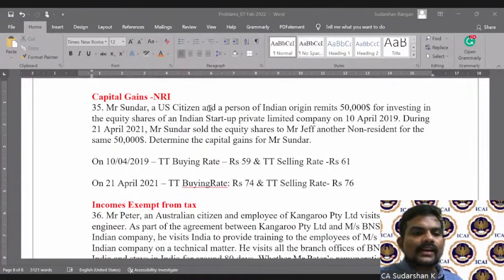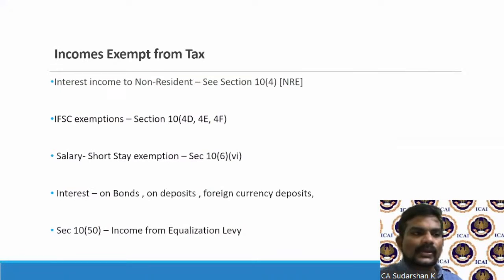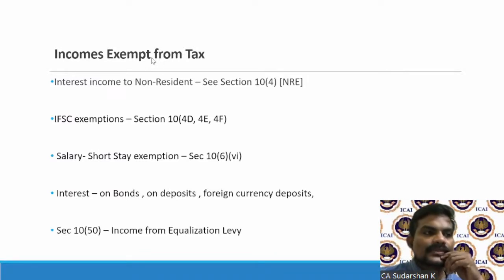Now, lastly, having looked at Chapter 12 and Chapter 12A, the final piece in non-resident taxation is: are there any incomes exempt from tax under Section 10? Do we have any incomes that are exempt from tax? Yes. Section 10 specifically gives non-residents the benefit of not paying taxes. This is totally exempt from tax. That is Chapter 3, which gives a complete exemption.